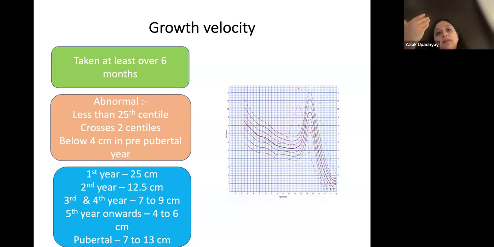After puberty, obviously, the growth slows down. After menarche, maybe up to 1.5 to 2 years, girls will grow. After that, they don't grow much. We cannot expect much. So this is growth velocity: first year 25, then 12.5, third and fourth years 7 to 9, fifth year onwards 4 to 6, and puberty 7 to 13, depending on girl or boy.